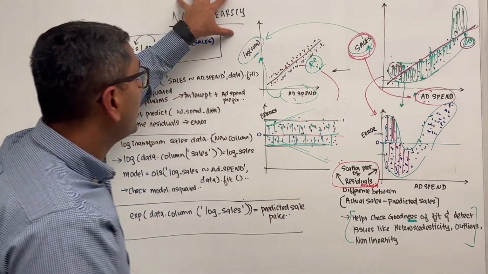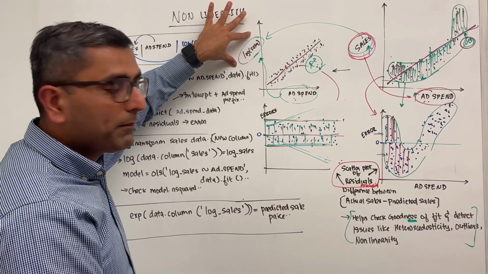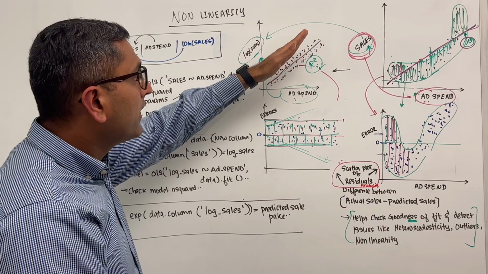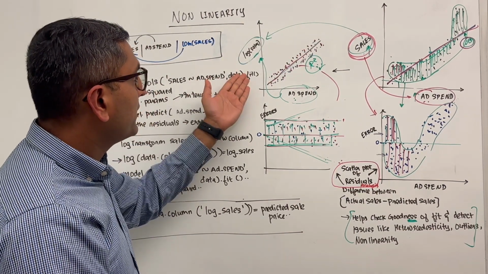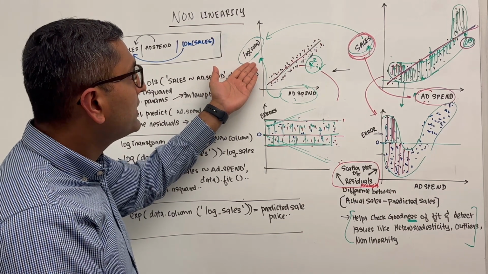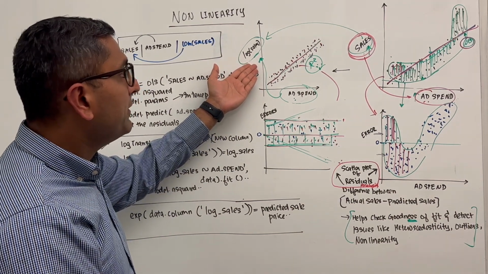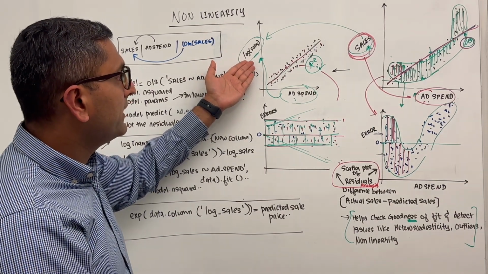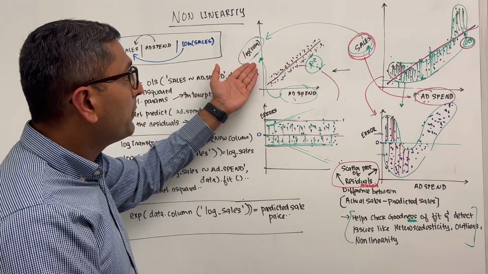And that's what we do by handling non-linearity: by transforming our data points so that we can actually turn a non-linear relationship into a linear relationship. But now that we've transformed this model and we are predicting log sales, we need to be very careful as to how we interpret log sales, because at some point we want to predict sales, not log sales. But a model will predict log sales.